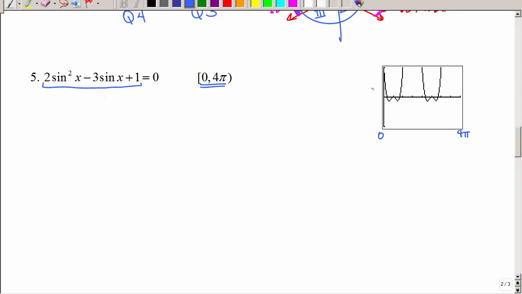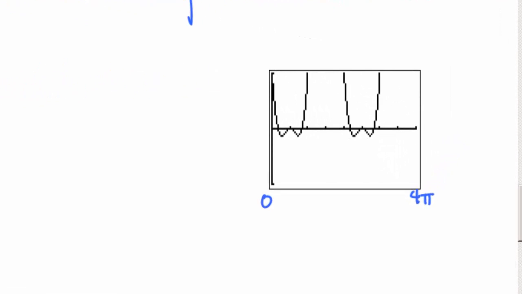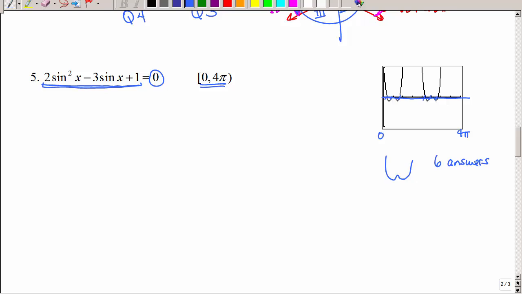So what I punched into my calculator, I actually told the calculator to graph that between 0 and 4 pi. And then we want to know, when does it equal 0? When does it cross the x-axis? How many times is that? I count 1, 2, 3, 4, 5, maybe 6 times. It might be more. Maybe that W goes up a little bit more, but I think I'm looking for 6 answers. Let's see. How am I going to get there?